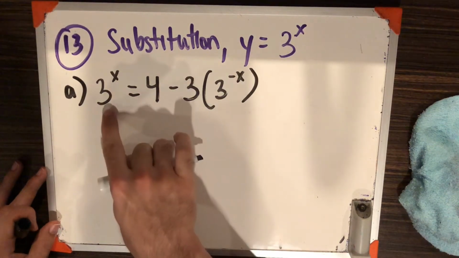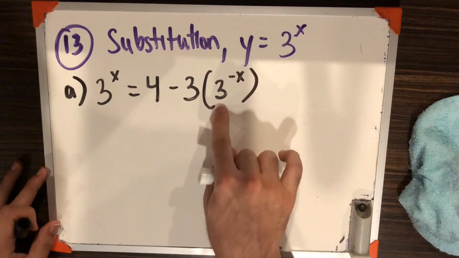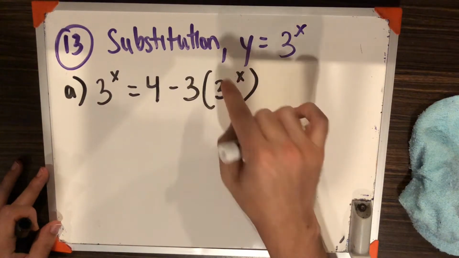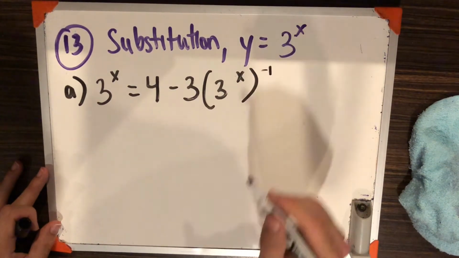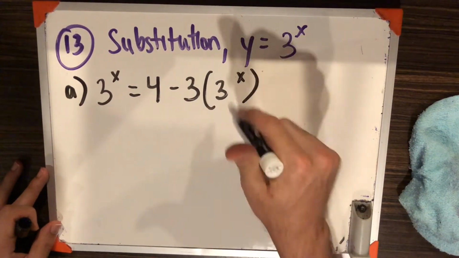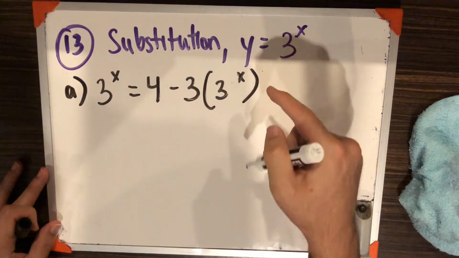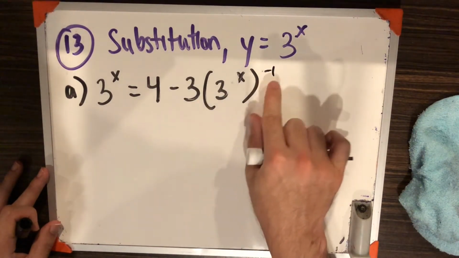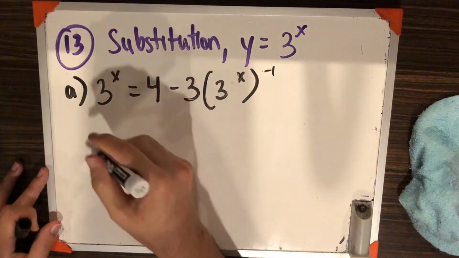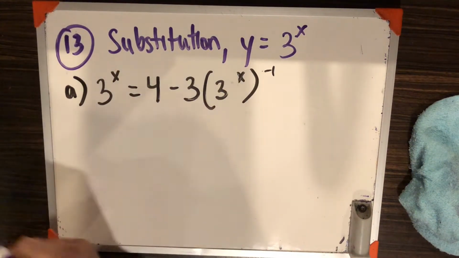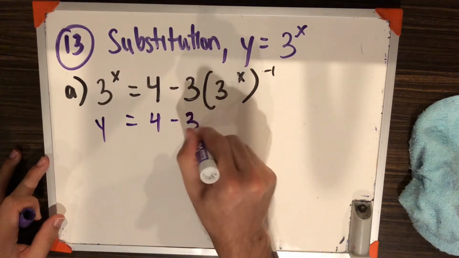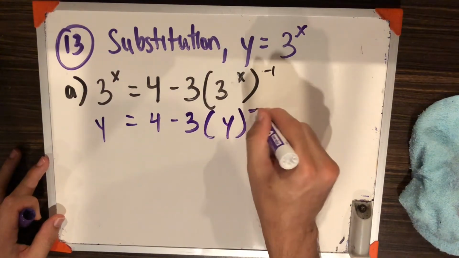So a couple things. Again, 3 to the x power, we'll change that to y, but I see 3 to the negative x power. Well, I can still change this to y by saying 3 to the x power and then to the negative 1. They still mean the same thing, right? Because x times negative 1 is still negative x. But now I can actually replace this with y. So I'm going to replace what I need to replace with y. So y is equal to 4 minus 3, replace this with y to the negative 1 power.